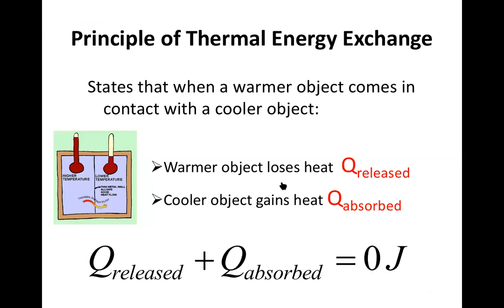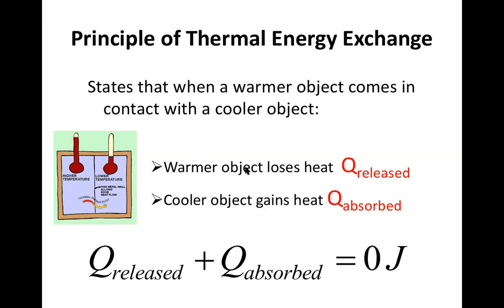Okay, we've come to a really important principle, and it is the principle of thermal energy exchange. It's also called the principle of heat exchange. It states that when a warmer object comes in contact with a cooler object, the warmer object loses heat and the cooler object gains heat. The amount of energy lost by the warm object equals the amount of energy gained by the cold object.